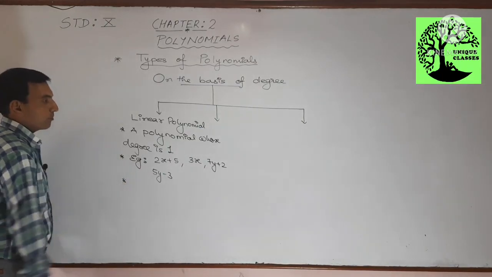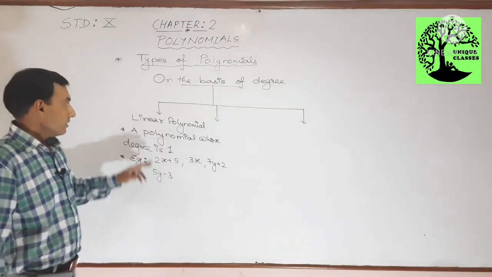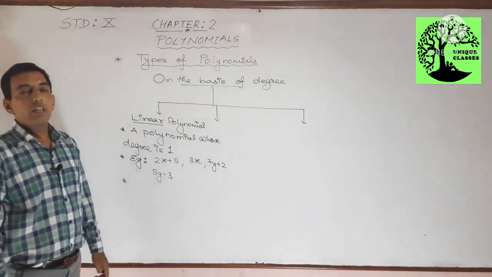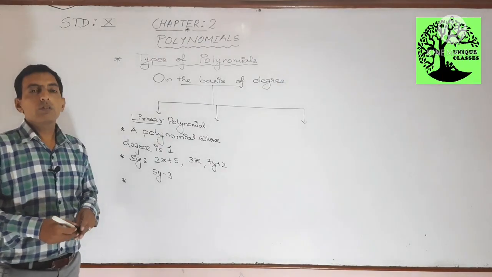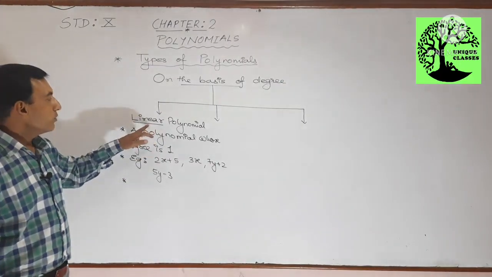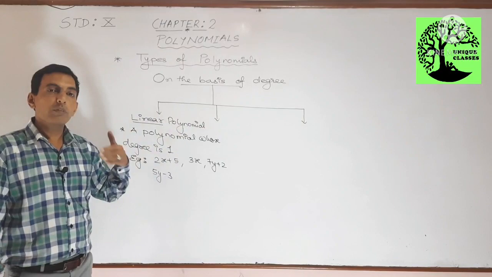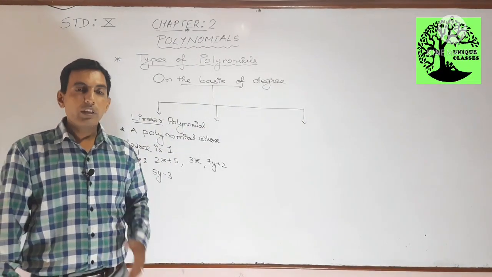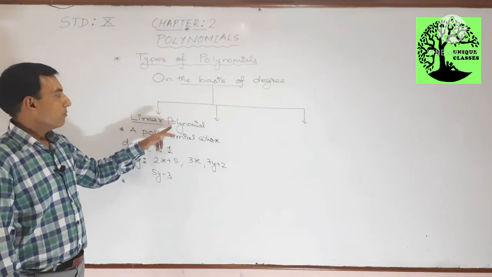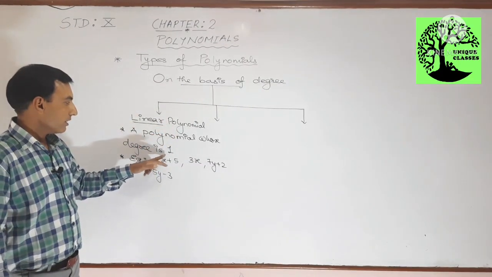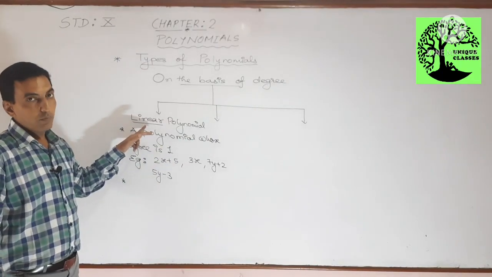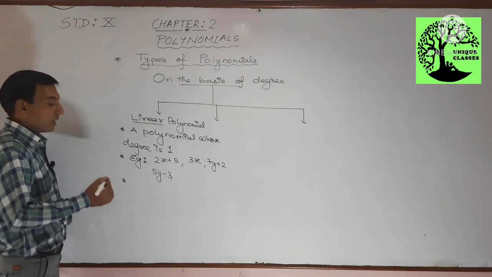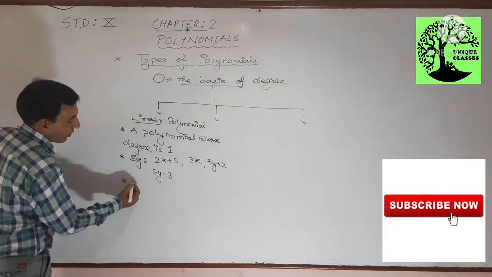Next, why these polynomials named as linear? Because, student, when you draw the graph for such polynomials, it is going to come as a straight line. So, that is the reason why we name this polynomial having degree as 1 as linear polynomial. Also, one must know the standard form of linear polynomial.